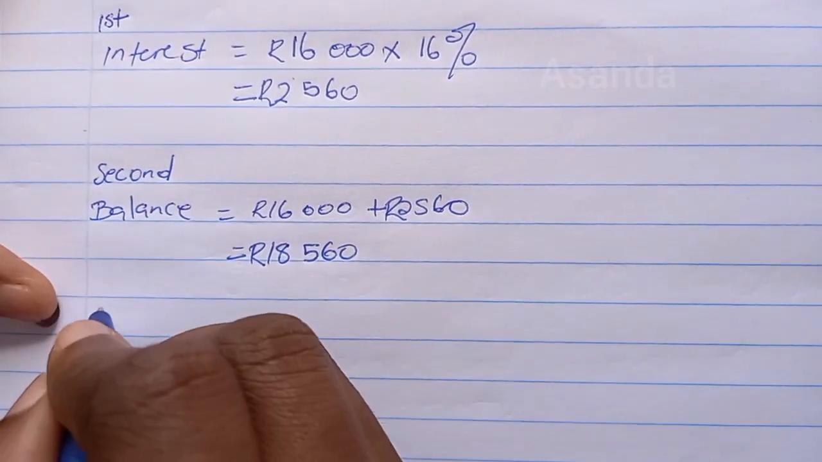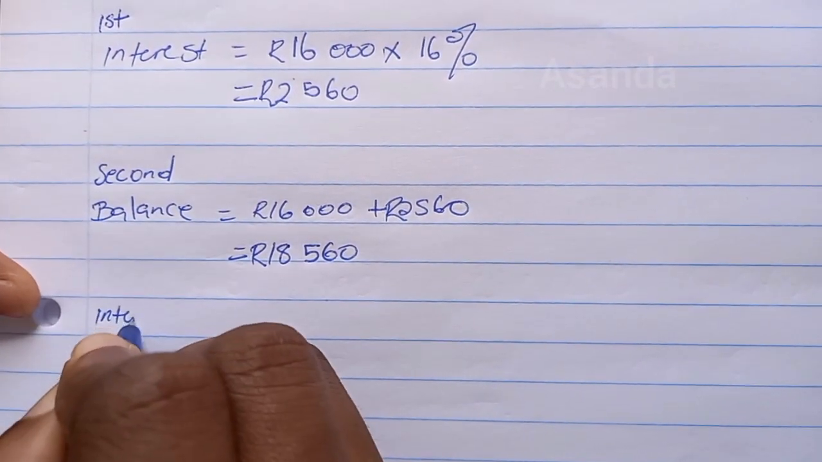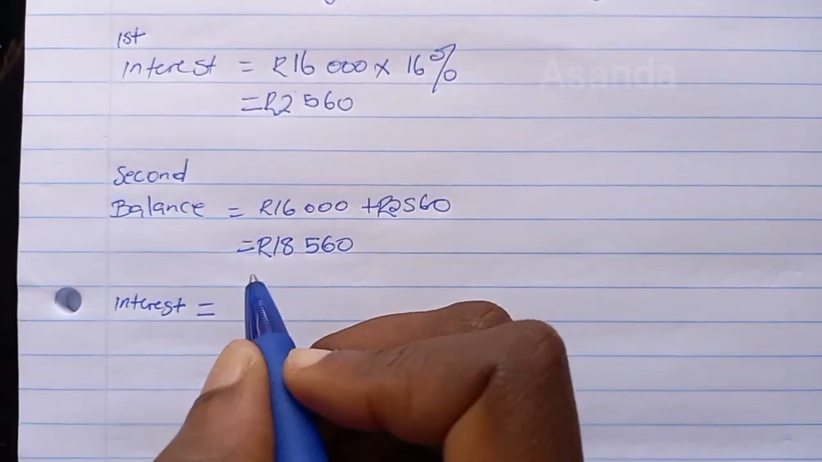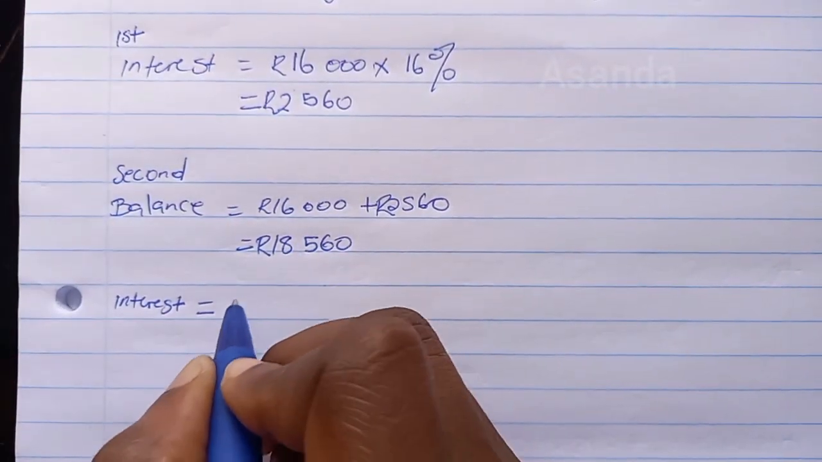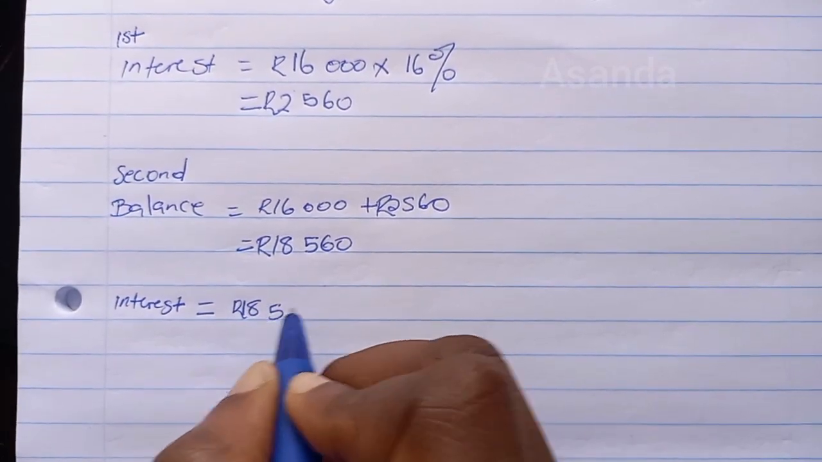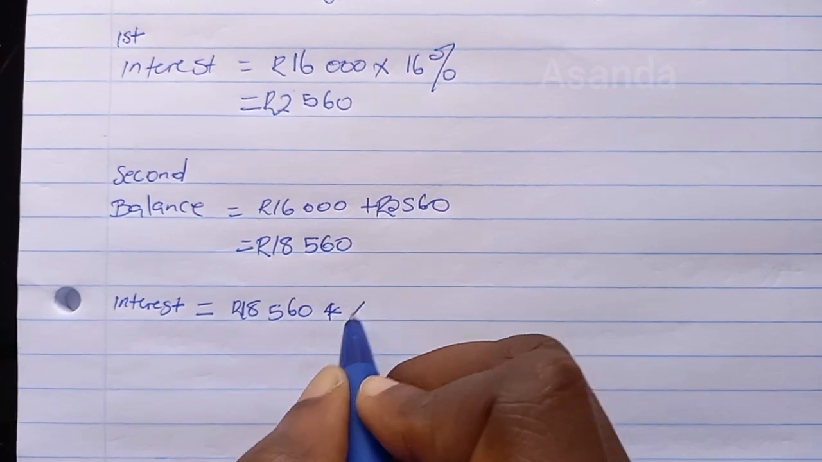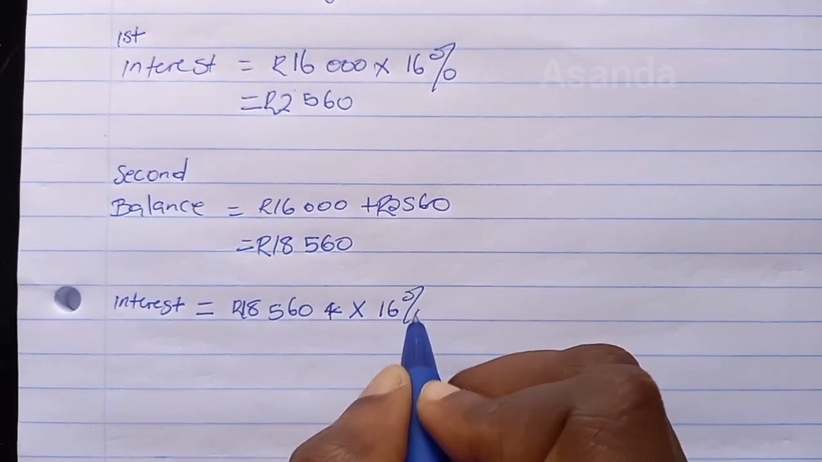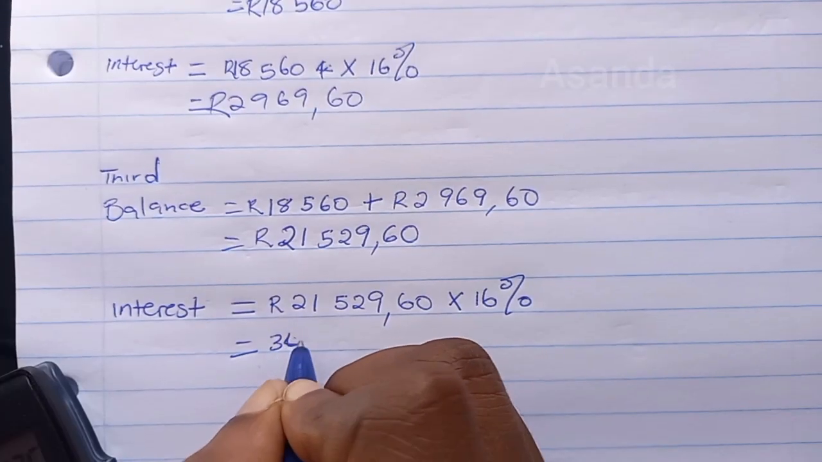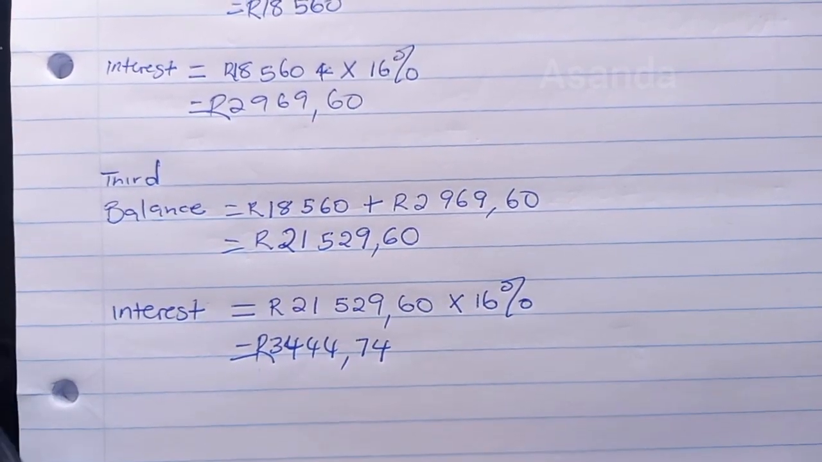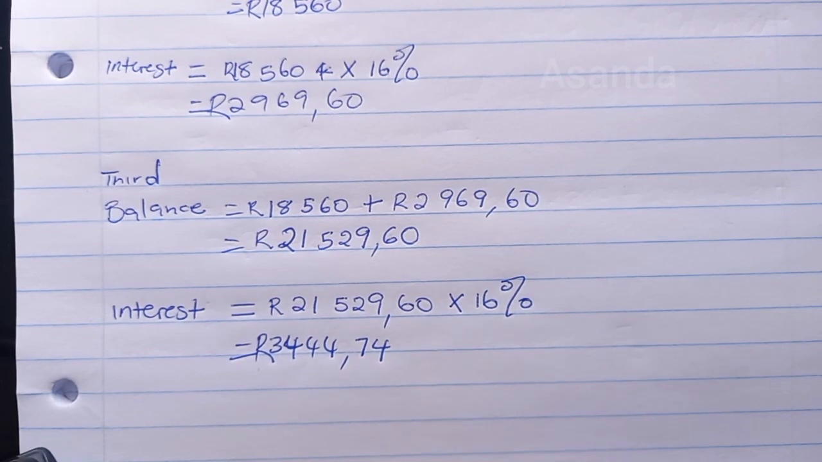So the interest on the second year will be 18,560 times 16%, which is 3,444 rand and 74 cents. I did round off there. You don't have to, you can write the whole thing.